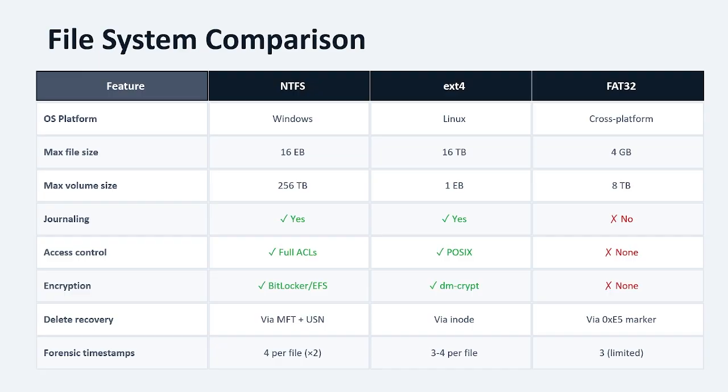Encryption is handled through what's known as dmcrypt. There are other encryption schemes and methods; that's just one of the built-in Linux versions. When data is deleted, typically it's the inode which is removed, and the actual data blocks still reside on that file system. And it does store many forensic timestamps for all of this.